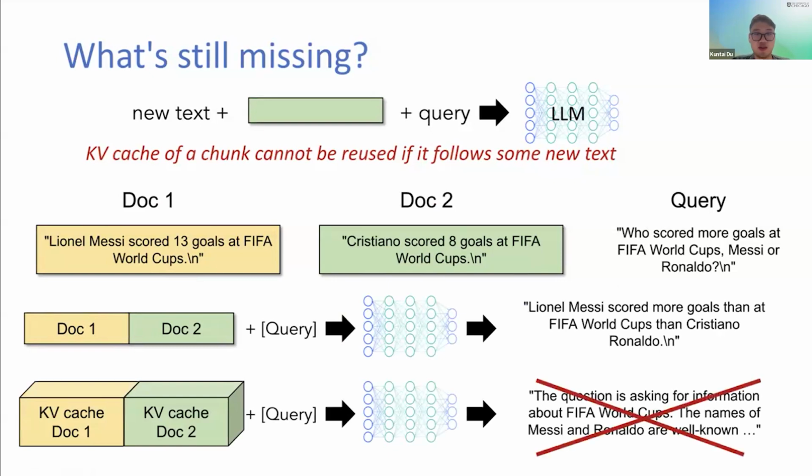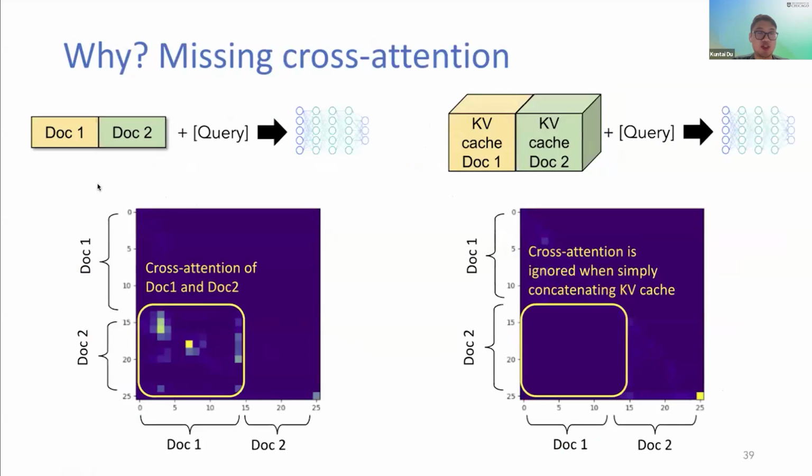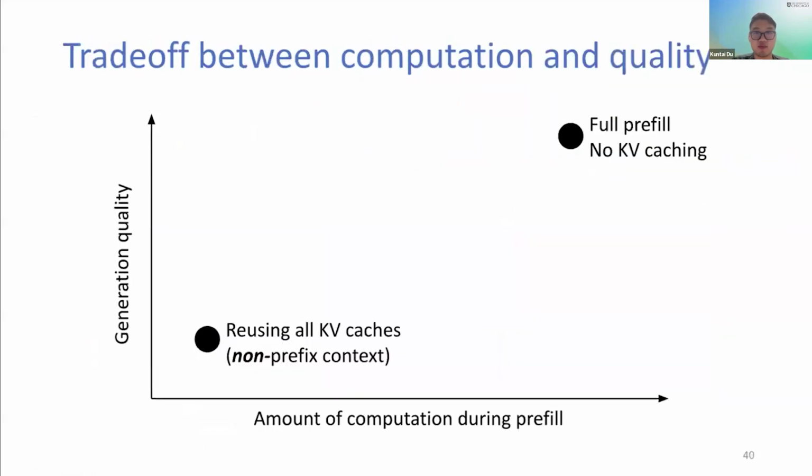The reason for that phenomenon is that if we use text as the input and do the query, we can do cross attention between the documents and calculate their relationship to each other. But if we simply concatenate the KV caches, there is no cross attention between them. Then we need to recover that part of the cross attention for a more accurate result.